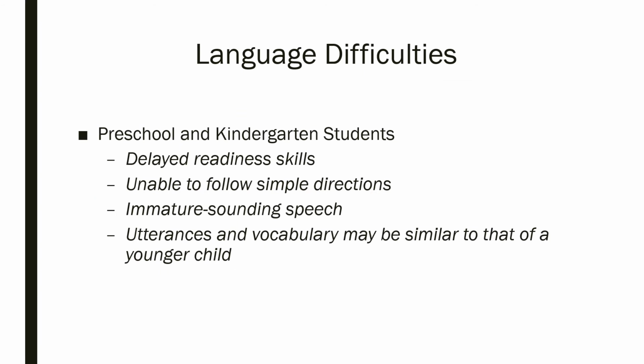Some ways to identify that students may have language difficulties would be they might be unable to follow simple directions at school. They may not even recognize what the teacher is trying to get them to do. Like if the teacher says, please stand in line, and the student doesn't understand that, that could be a clue. Also, they may have immature sounding speech, kind of like baby talk, or they may sound like a much younger child.